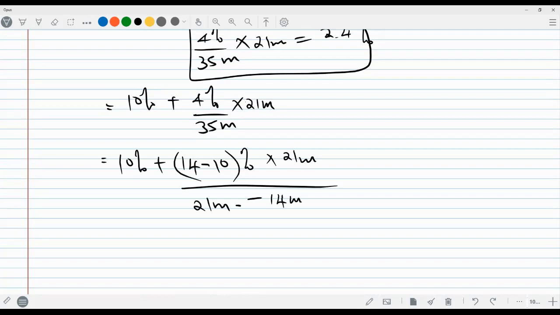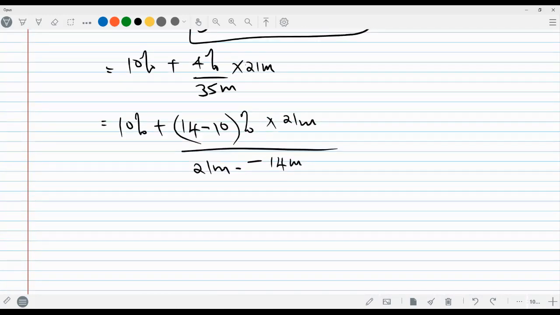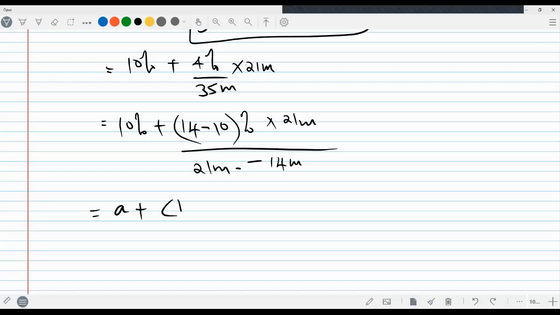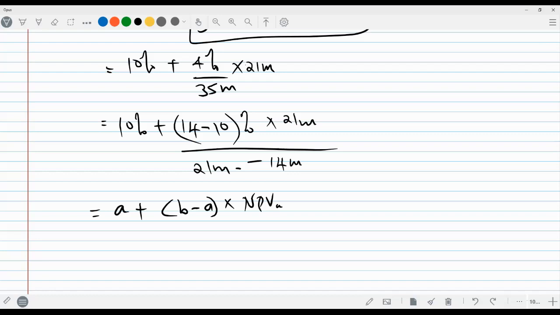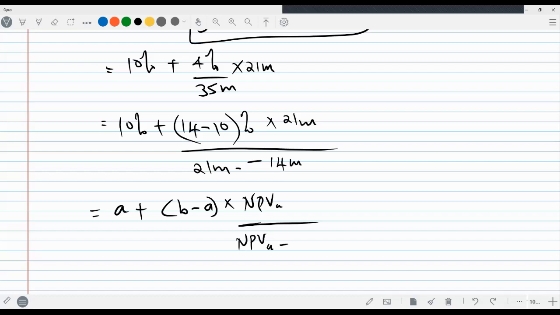I'm just trying to go back over what we did, so there's nothing new here. So 10% was our lower discount rate. Let me call 10% A, so A plus 14%, our higher discount rate, let me call it B, minus 10%, which is A. Then 21 million was the NPV at 10%, the lower discount rate, so NPV A, divided by NPV A minus NPV B, where negative 14 million was the NPV at 14%, NPV at B.